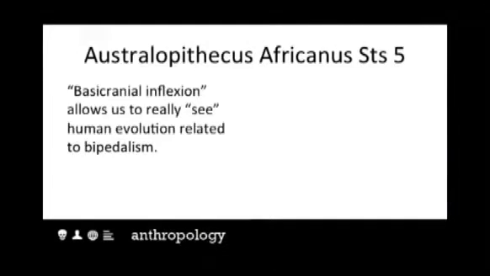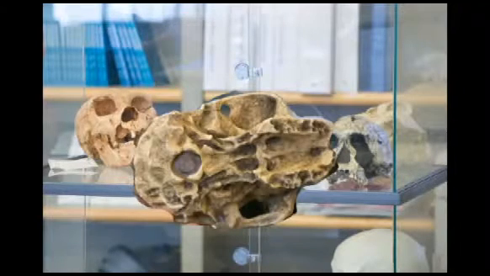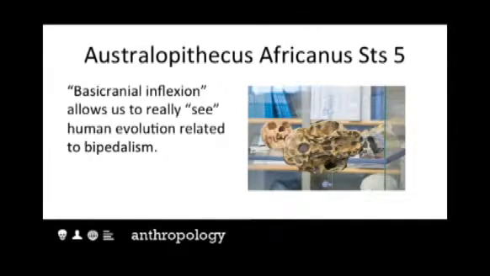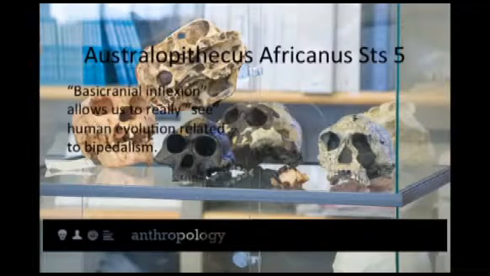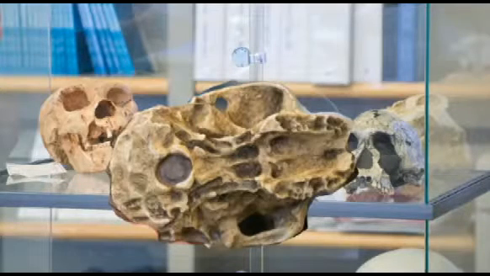Now, what's interesting about the Australopithecines, or this particular sample, is the basiocranial inflection. Sometimes you'll hear this term referred to as basiocranial flexure. But this is where the back of the brain case has rotated forward and the facial skeleton has moved backward and downward. And you can see this quite nicely in this specimen here.